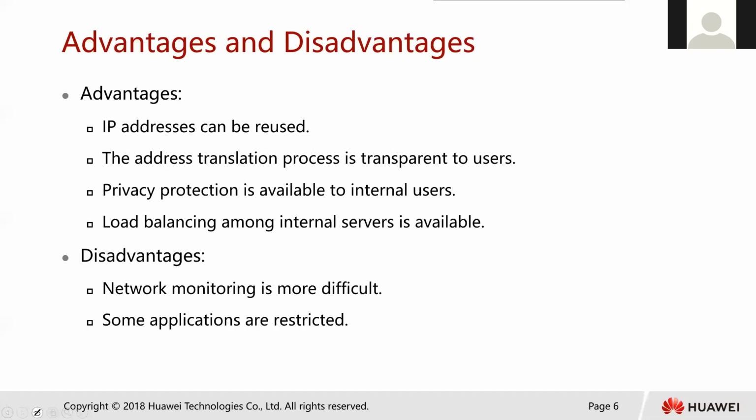Also, privacy protection is available for internal users, because if an internet user wants to know the real IP address of an internal user, it can't be known, since we use NAT to do the translation. And the next is that load balancing among internal servers is available, because we can use NAT mapping of internal servers to one IP address.